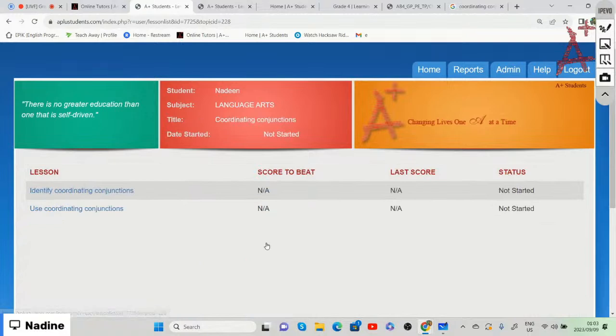Under the chapter of coordinating conjunctions, we are going to focus on the lessons on identifying coordinating conjunctions and using coordinating conjunctions. So we first need to identify the coordinating conjunctions before we use them.